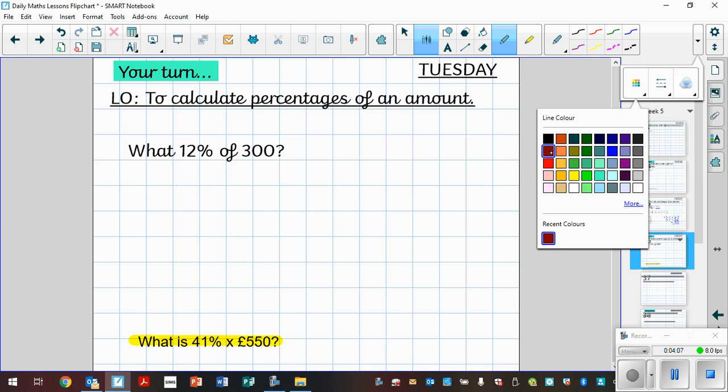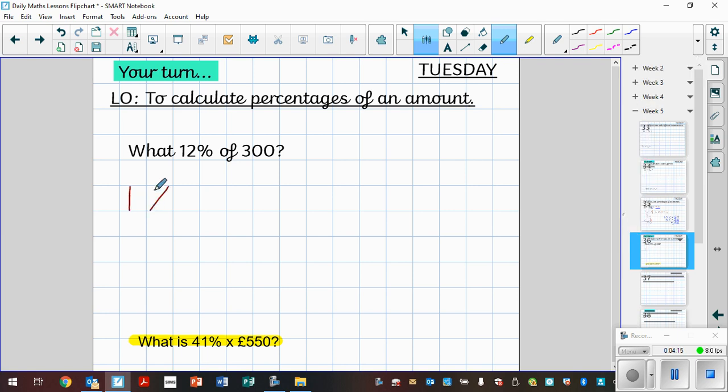Brilliant, children. Well done for having a go. Right, I'm going to do exactly the same as what we did in the last question. I'm going to work out what 1% of 300 is to work out what 12% is going to be. What's 1% of 300? If we divide 300 by 100, we get 3. How do we work out what 12% is then? Well, we simply multiply 3 by 12. So let's have a look. 2 3s are 6. 1 3 is 3. So 12% of 300 is 36.